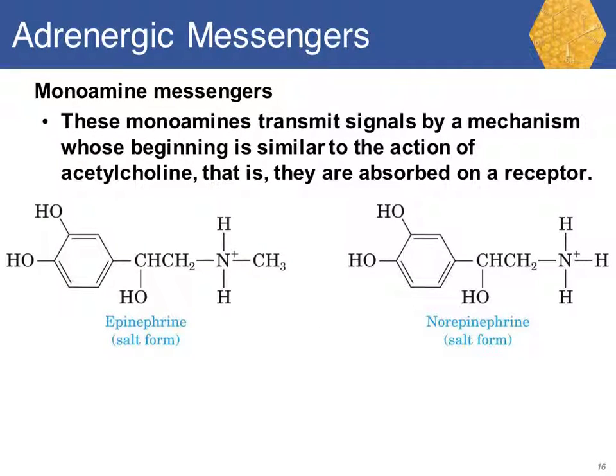Okay, so we left off talking about adrenergic messengers, and I started talking about monoamine messengers. We got into the next slide, and that's where things got kind of confusing, and I was trying to make it simple for you. I don't know that I can make it simple, but I'm going to go through it again. We're going to start by saying that they transmit a signal very similar to the action of acetylcholine, meaning that they are absorbed on the receptor like the acetylcholine is.